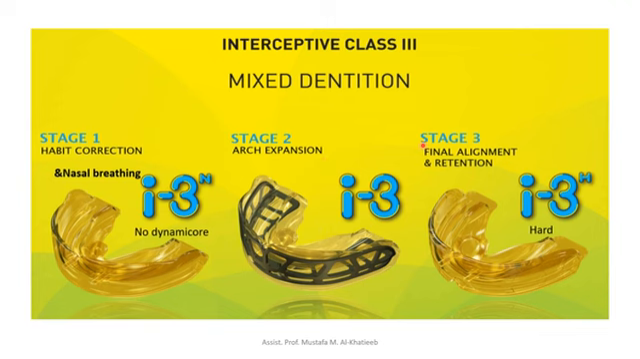while the stage 3, I3H, H means harder. So it's used for finalized alignment and used for retention. So you know the interceptive class 3 types for the mixed dentition, and there is one type which is called I3P for the permanent. These 3 types are for mixed dentition: I3N means no dynamic core, while the interceptive 3H means it is a harder version for alignment and retention.